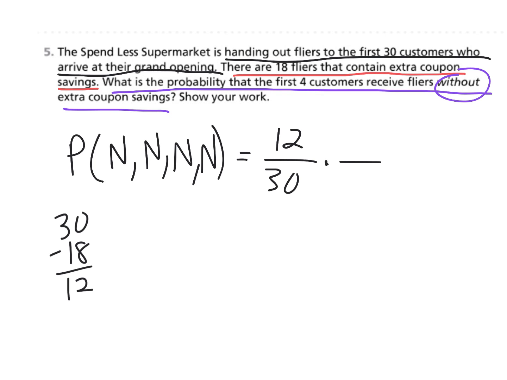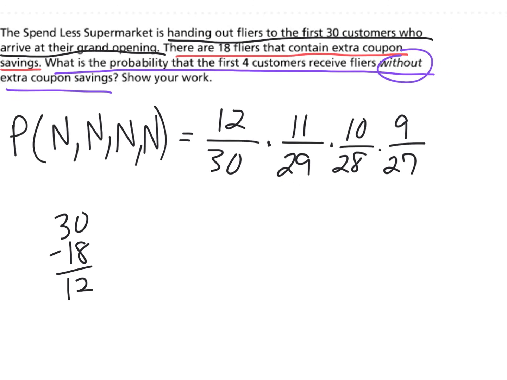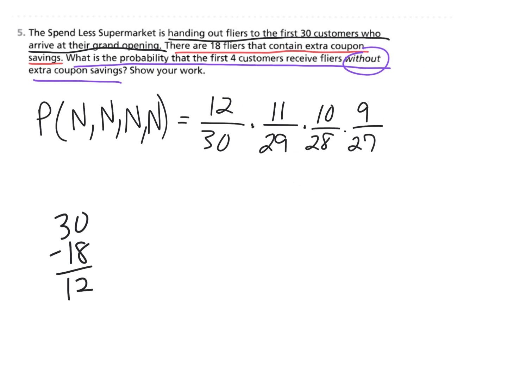Once we've picked that, now there's only going to be 11 that don't have it, and there's 29 left. And if that happens, now there's only 10 that don't have it out of 28 left. And then finally, there would only be 9 that don't have it out of 27 left. Okay, we could definitely do some reducing on these. Even, for example, 9/27 you could reduce to 1/3.